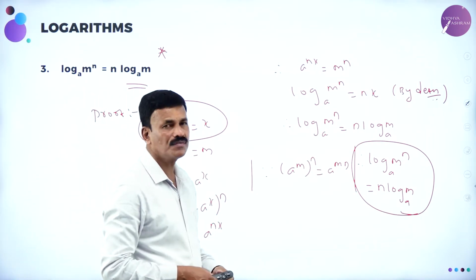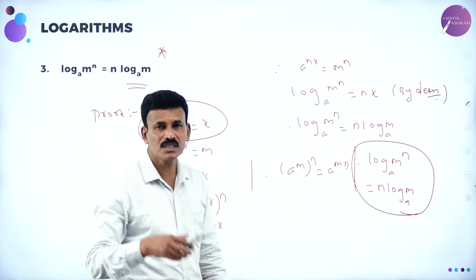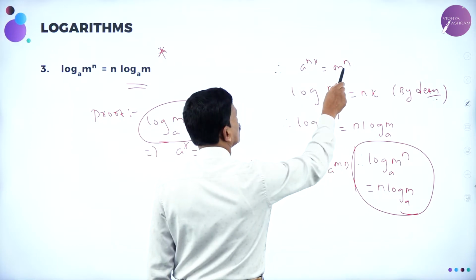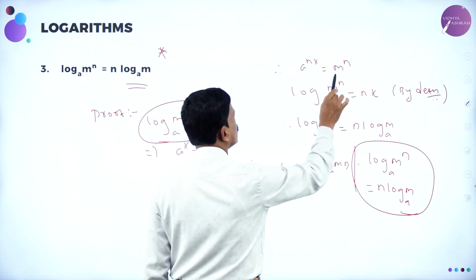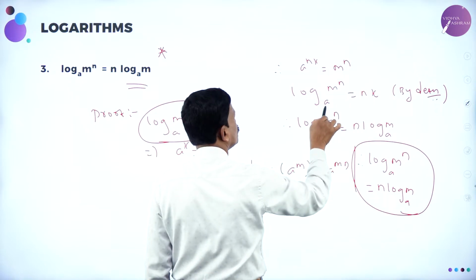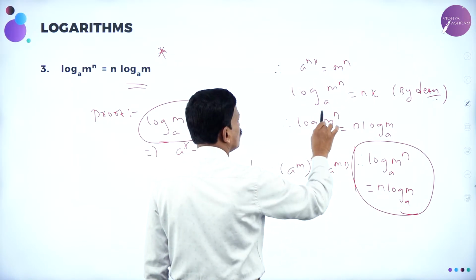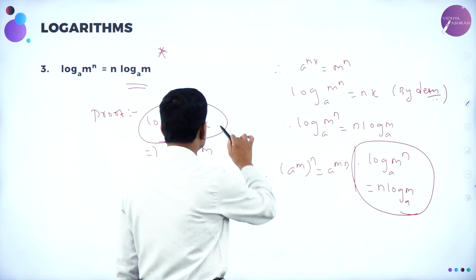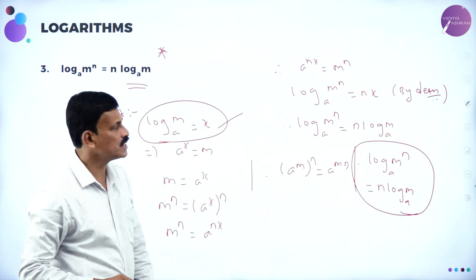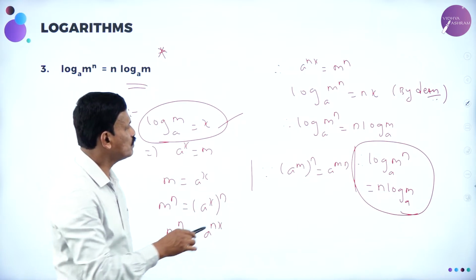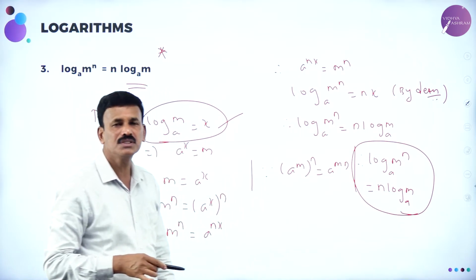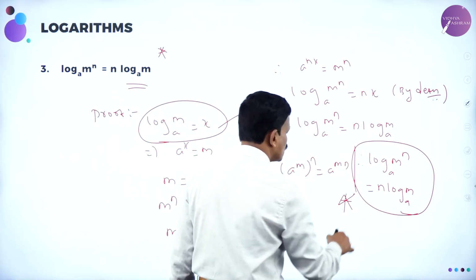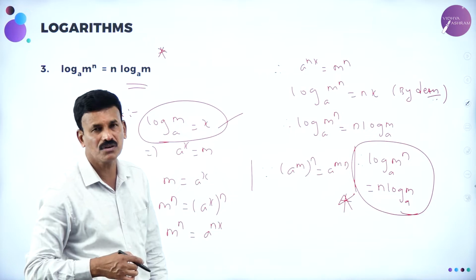So a to the power of nx is equal to m to the power of n. By definition of logarithm, this nx is the logarithm of m to the power of n to base a. That can be written as logarithm of m to the power of n to base a is equal to nx. So logarithm of m to the power of n to base a is equal to n into, substitute the value of x, x is equal to log m to base a. Therefore log m to the power of n to base a is equal to n into log m to base a. This is a very, very important theorem, the third law of logarithms.